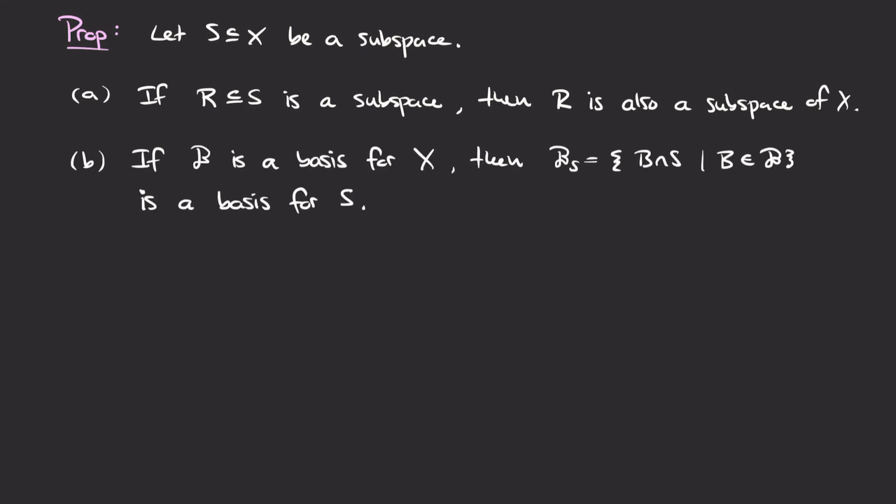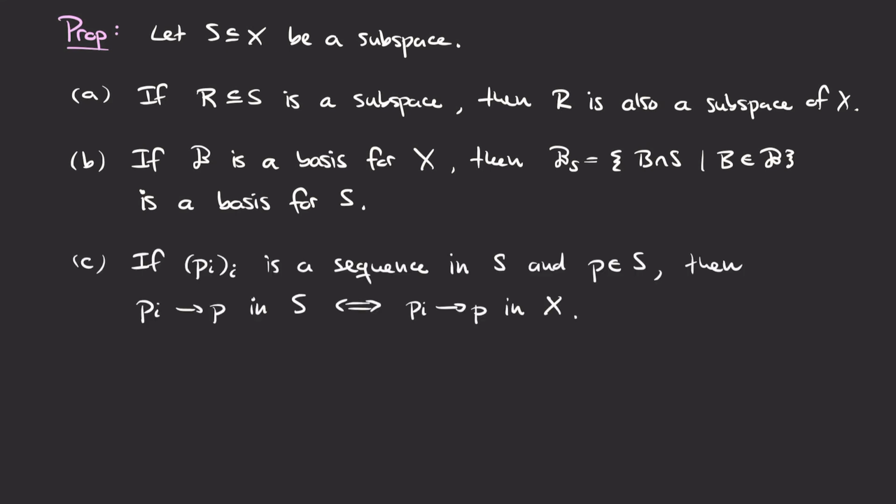Next, part B concerns bases for the subspace topology. So if B is a basis for the larger space X, then this new set, B_S, which is all the intersections of basis elements with S, this collection is then a basis for the subspace topology on S. So if you have a basis for the larger space, you can obtain a basis for the subspace by just intersecting all basis elements with S.